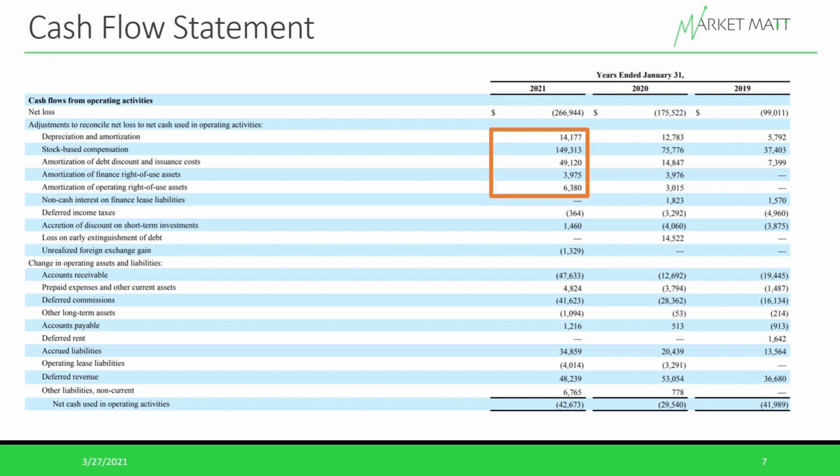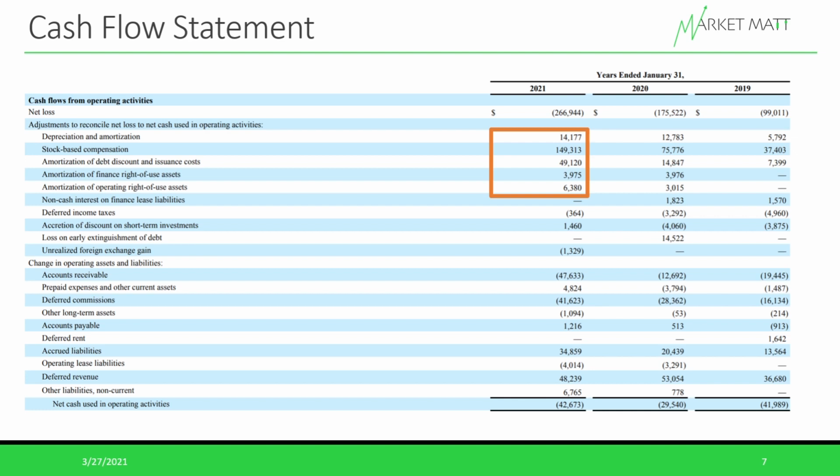And then also it looks like it's issuing a large amount of stock. So it has a lot of stock-based compensation. Its stock-based compensation is about $149 million. So that's going to be good in the sense that we're not in a cash crunch right now, because when I add all those up, the non-cash expenses with the stock-based compensation, that's about somewhere around $220 million.